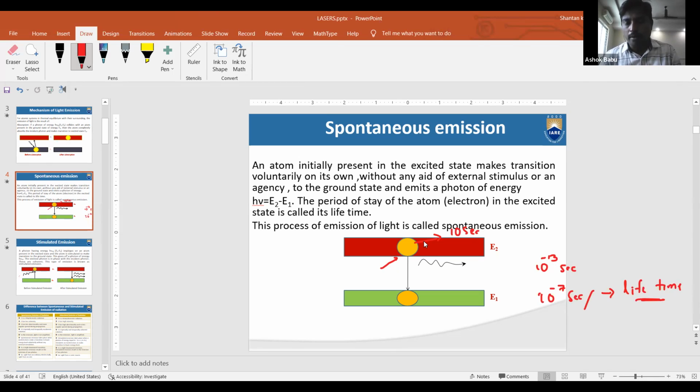So before completion of the lifetime, what will happen? Stimulated emission occurs. After completion of the lifetime, the atom automatically de-excites to the ground state energy level with emission of photon energy. Only one photon is released, because we are not going to give any energy in the spontaneous emission process.